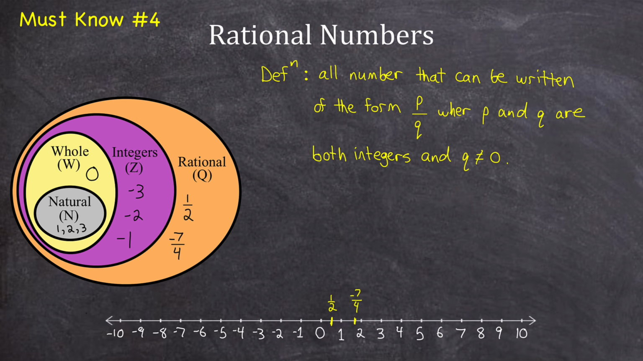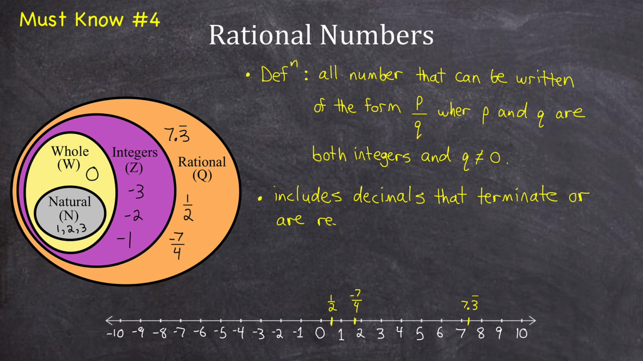And actually, any decimal value that terminates or repeats could be written as a fraction. So for example, the number 7.3 repeated, where that 3 just keeps repeating forever, could be written as a fraction. 7 1/3 as a fraction is 22 over 3. And on a number line, that 7.3 repeated would fall about right here. And let me make a note that rational numbers include decimals that terminate or are repeating, because those decimal values could be written as a fraction of that form p over q.